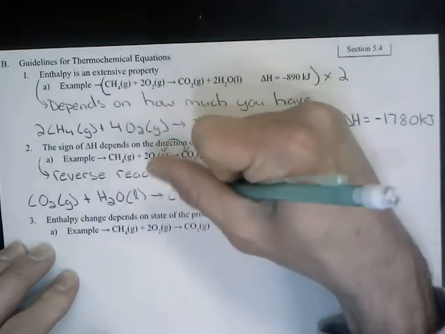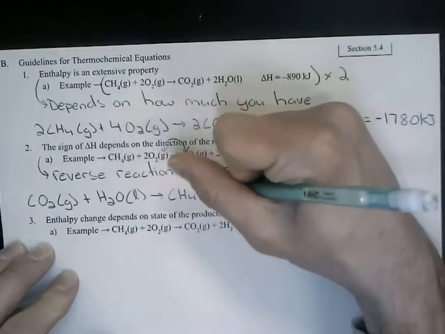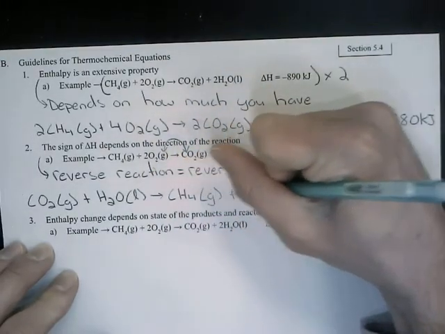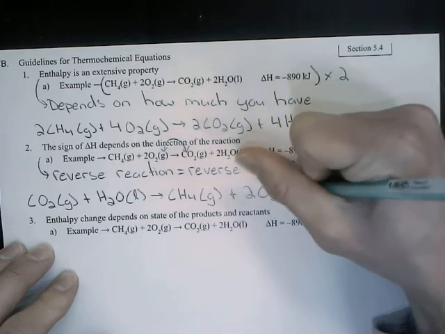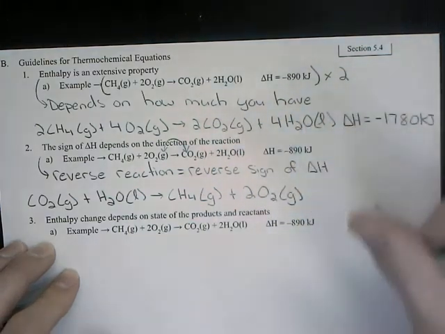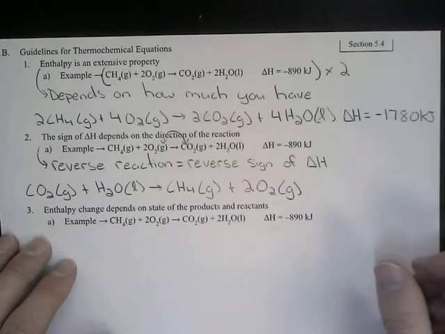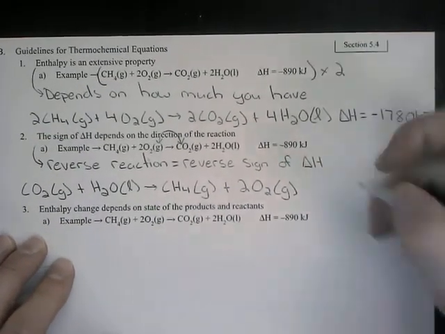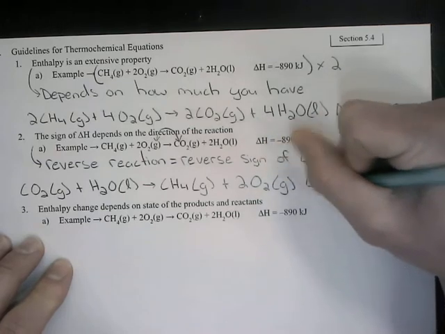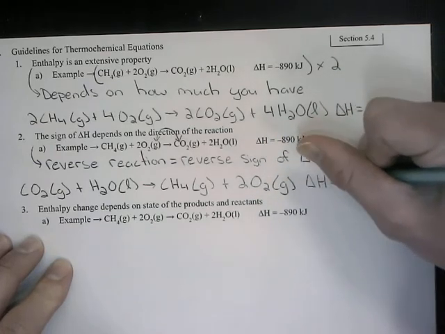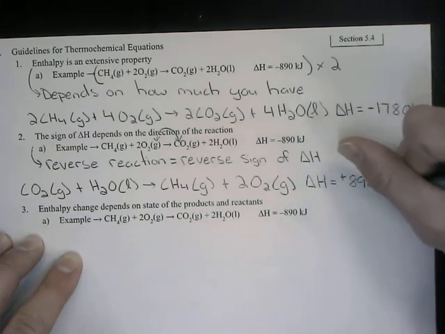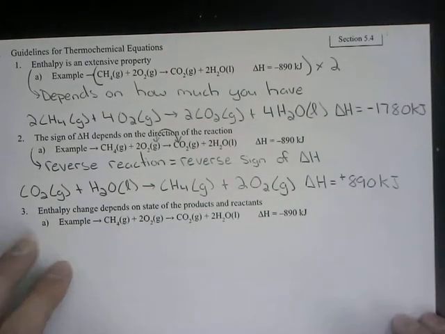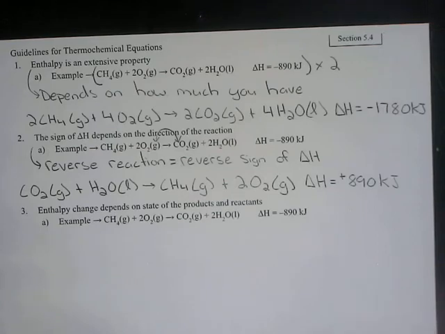CH4 as a gas and 2O2 as a gas. Now we flip-flopped our products and reactants. That means we need to flip-flop our sign. So no longer is it negative 890, but our delta H here is a positive 890 kilojoules. Flip-flop your products and reactants, you flip-flop your sign.